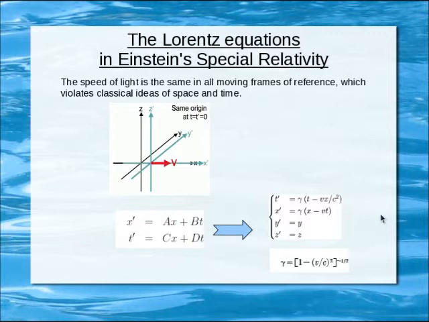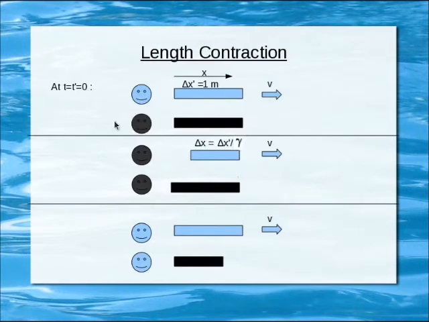So let's take two observers, a blue observer and a black observer. The blue observer is moving with velocity v, and the black observer is stationary at rest. And if you take a stick of 1 meter, represented in blue here, at rest in the prime system, you will have delta x prime equal to 1 meter. So that's what the blue observer measures, 1 meter.